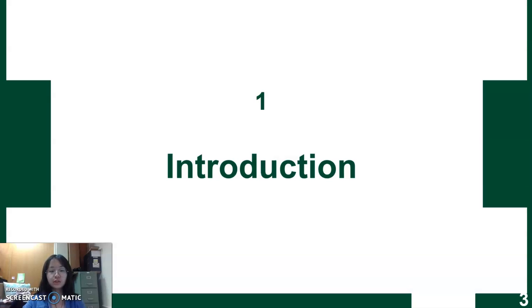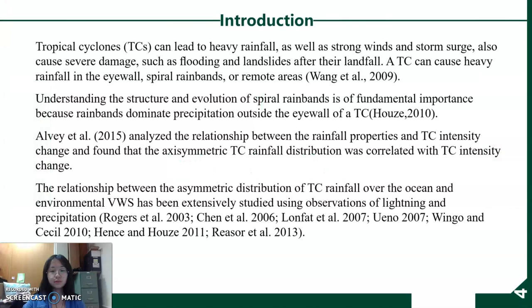First is the introduction part. Tropical cyclones can lead to heavy rainfall, as well as strong winds and storm surge, and also cause severe damage, such as flooding and landslides after their landfall. A tropical cyclone can cause heavy rainfall in the eyewall, spiral rain bands, or remote areas. Understanding the structure and evolution of spiral rain bands is of fundamental importance.